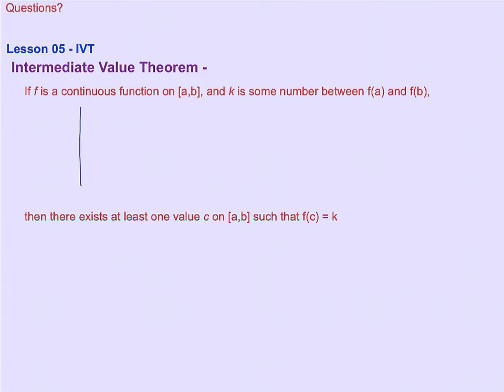So let's draw that. We're going to need an a and a b as x values, and we're going to need a function that passes through a and b. This is f of x. K is some number between f of a and f of b. So we have these two values on the y-axis, f of a and f of b.